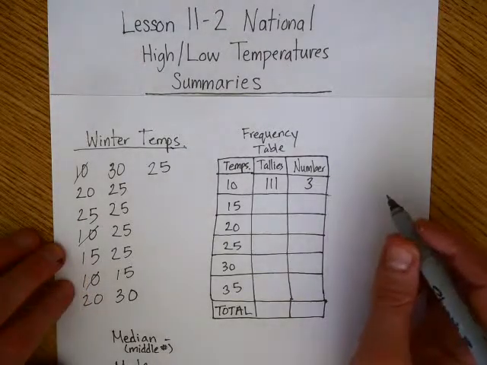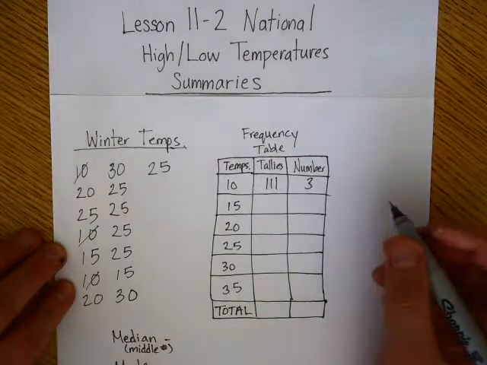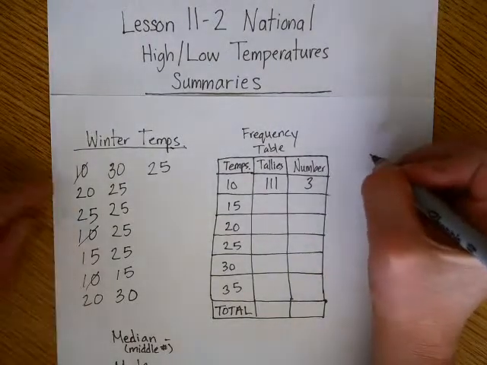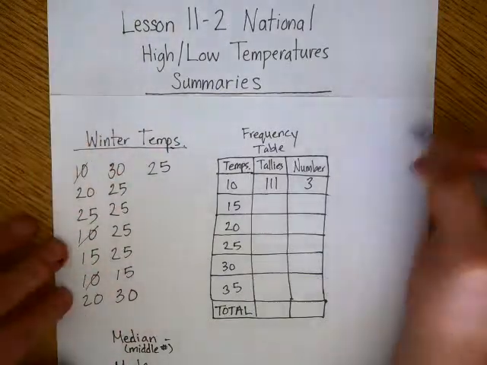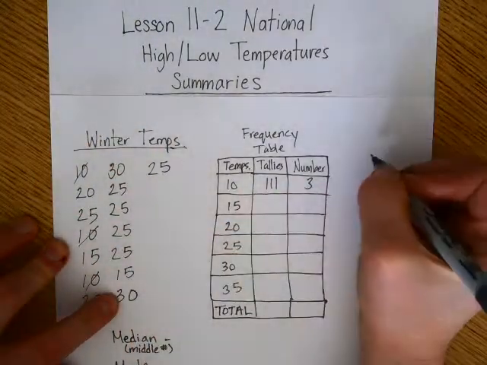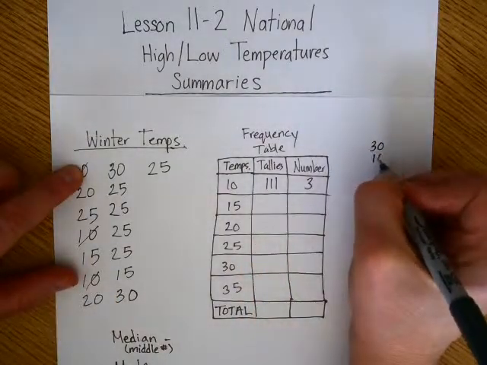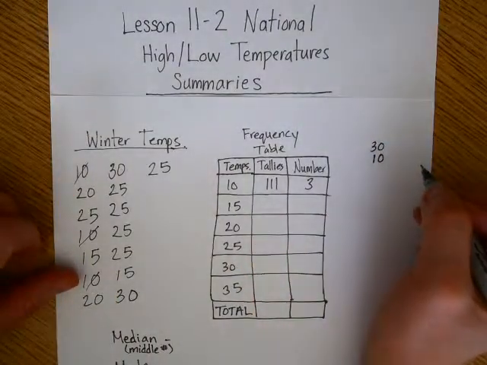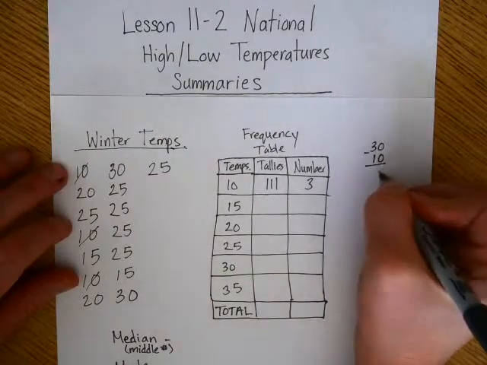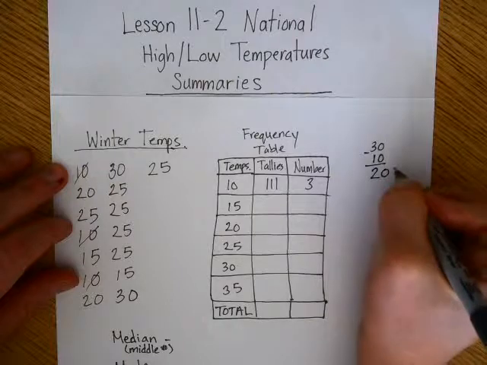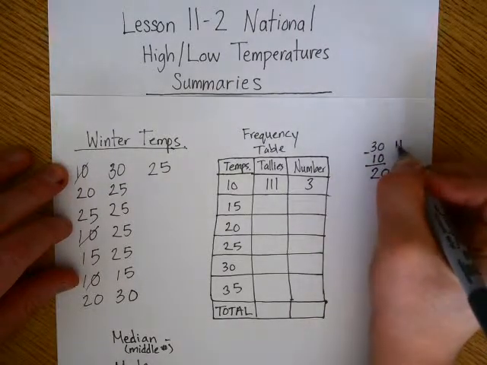One of the things we want kids to be able to do during this lesson is find the difference between high and low temperatures. If we look at this set of data, we have a high temperature of 30 and a low temperature of 10. If we ask kids what's the difference between the high and low temperature, they would say 30 minus 10, and they would say 20 degrees is the difference between the high and low temperature.